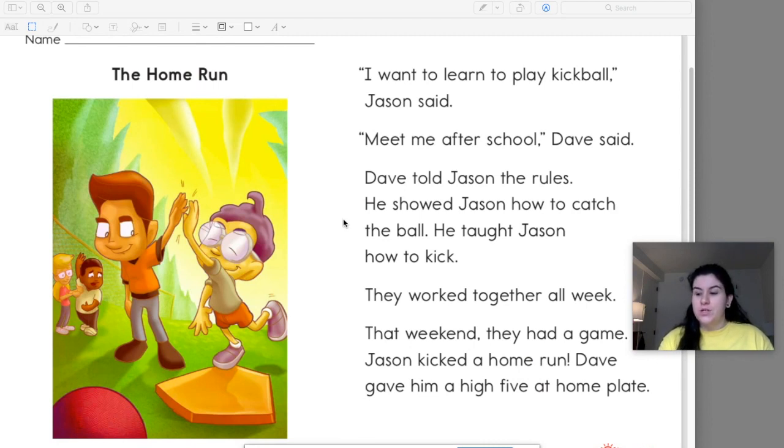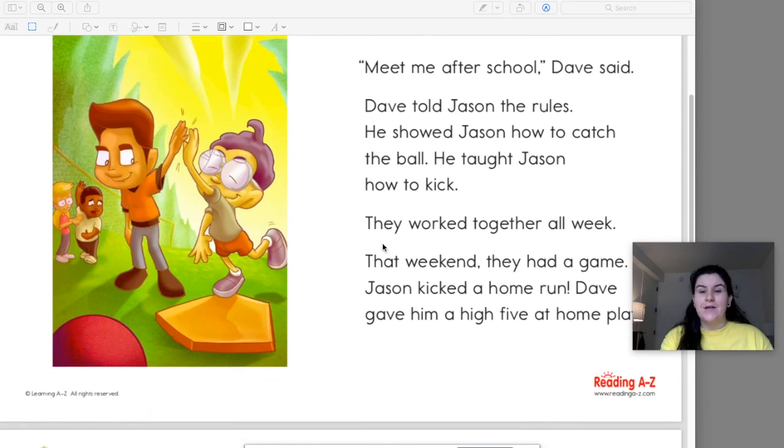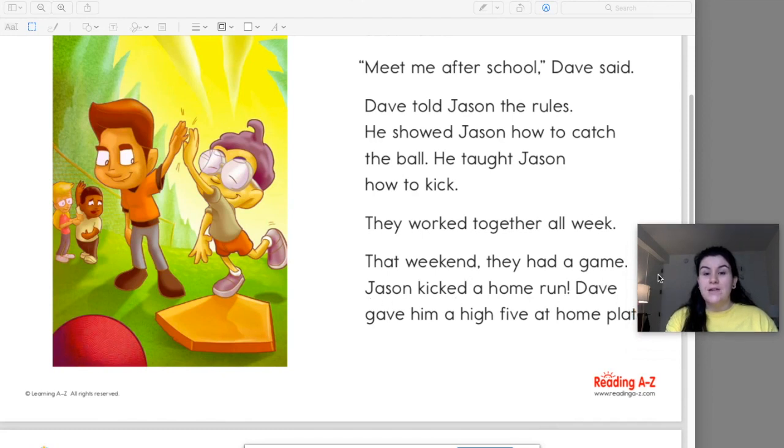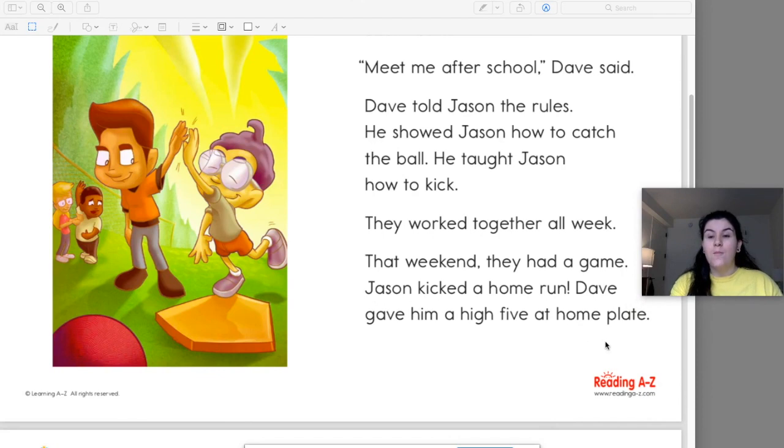I want to learn to play kickball, Jason said. Meet me after school, Dave said. Dave told Jason the rules. He showed Jason how to catch the ball. He taught Jason how to kick. They worked together all week. That weekend, they had a game. Jason kicked a home run. Dave gave him a high five at home plate.